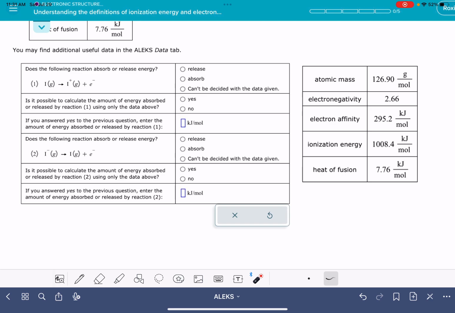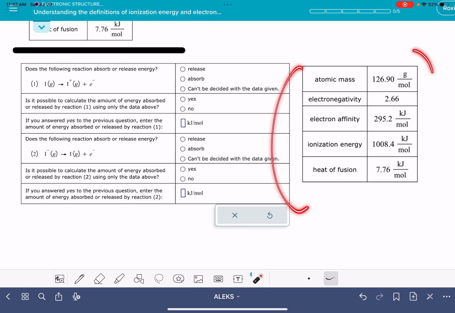This problem is a lot easier than it looks. ALEKS has given a lot of unnecessary information in this problem, which just makes it kind of distracting. So let's start by going through and just cutting all that unnecessary info. First of all, ALEKS implies that you're going to need to use the data tab to solve this problem. I did not find that necessary. I don't think you will either.